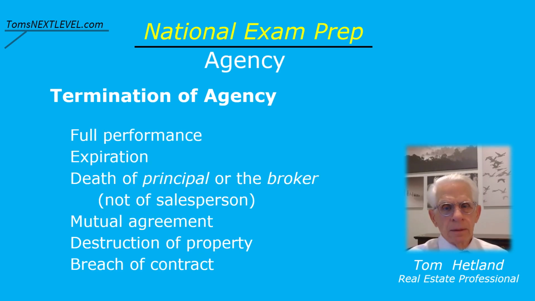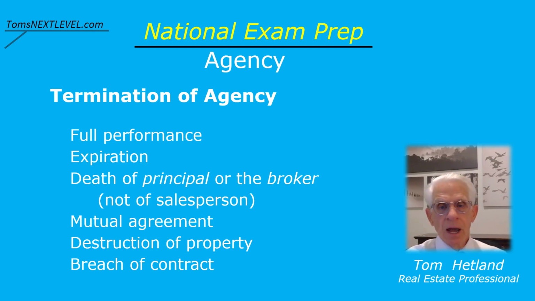All right, termination of agency. How do agency relationships ever cease to exist? Especially agency relationships with buyers and sellers. Well, hopefully full performance. Once the house sells or the buyer buys a house, then there is no more agency agreement. Or it might expire. List a house for 4 months. If it doesn't sell, it's expired. There is no more agency relationship. Sometimes it might be the death of a principal or the broker, and this is the one that'll show up on the test.